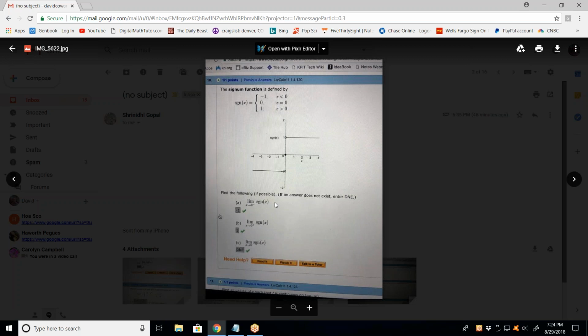The limit of this as x approaches 0 from the left is what? Oh, this one is pretty easy. It's minus 1. From the right, it's plus 1. And then the limit does not exist because they're not the same. So okay, next one.